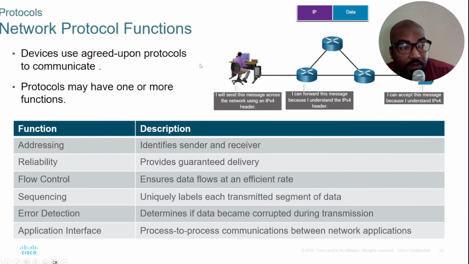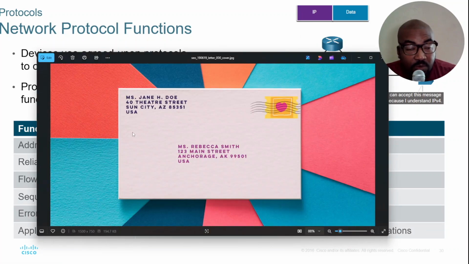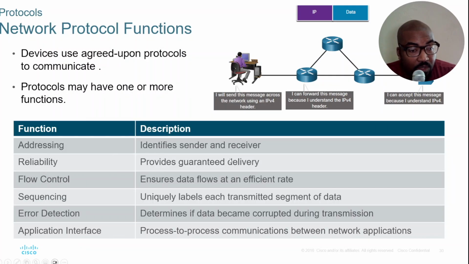Now, network protocol functions. Devices and users agree upon protocols to communicate. Protocols may have one or more functions. Addressing identifies the sender and receiver. That's that mail. As you can see here, we identify the sender right here, and this is the receiver. Going back to that wonderful piece of mail.